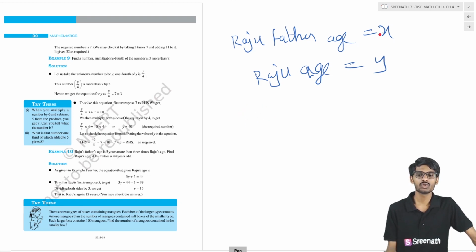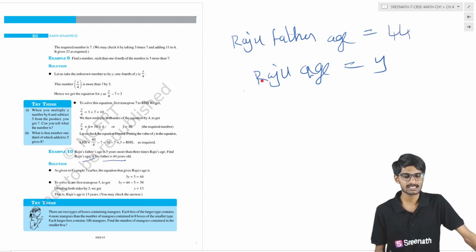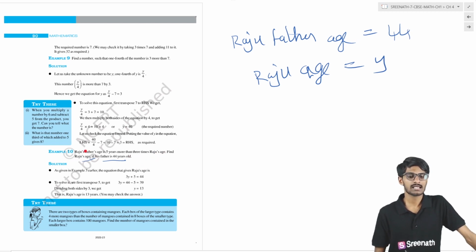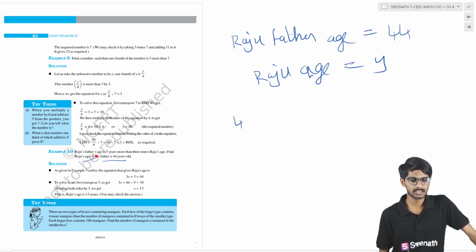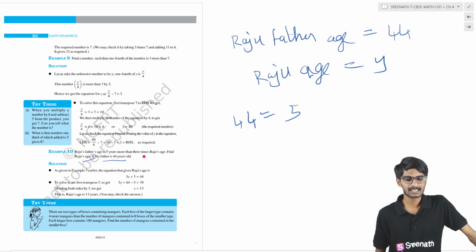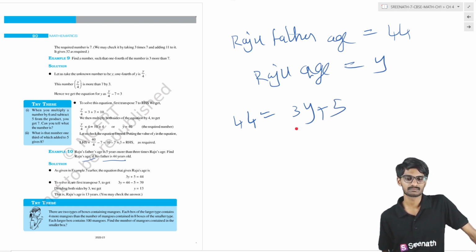So basically we don't need x. Why? Because in the question he has given that Raju's father's age is 44 years. He has already given it. And what is the question? Find Raju's age. Raju's father's age, 44, is 5 years more than 3 times Raju's age. Let Raju's age be y, and 3 times Raju's age is 3y, and 5 years more means 3y plus 5. So this is the complete equation. From that equation you have to find y, which means Raju's age.